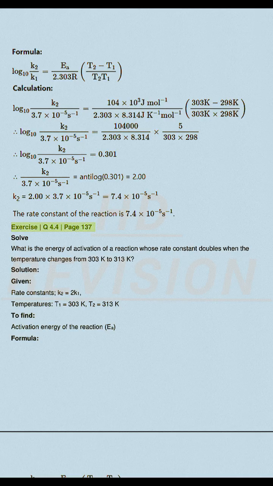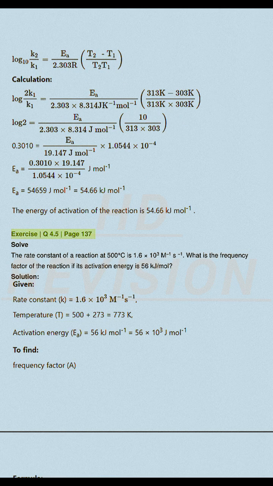Exercise Q 4.4, page 137. Solve. What is the energy of activation of a reaction whose rate constant doubles when the temperature changes from 303 K to 313 K? Solution. Given rate constants, k2 equals 2 k1. Temperatures, T1 equals 303 K, T2 equals 313 K. To find the activation energy of the reaction, Ea. Formula.